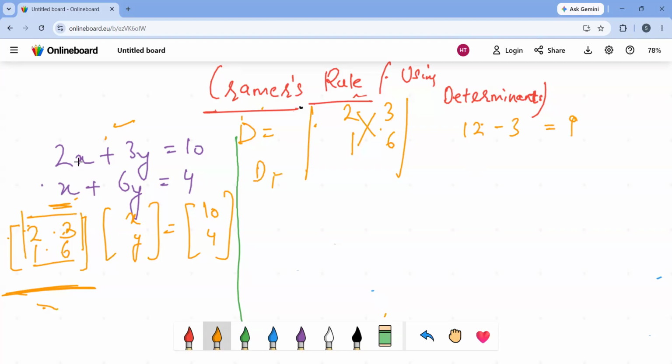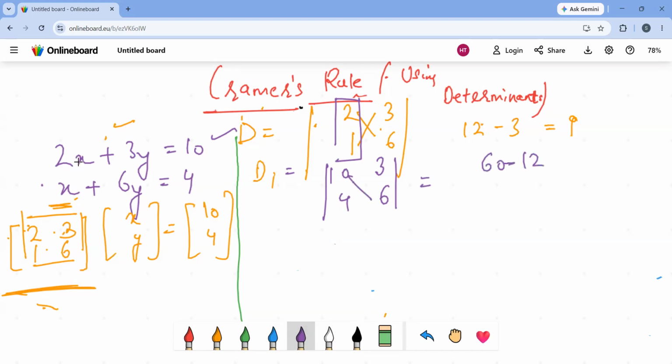So how to find D1? We just have to change one column in the main matrix. To find D1, we change the first column and the second stays the same, so 3 and 6. The first column is replaced with the right hand side column, so it will be 10 and 4. And we find the determinant the same way: 10 multiplied by 6 is 60, and 4 multiplied by 3 is 12. In between we have a minus, that is the formula, so 48.